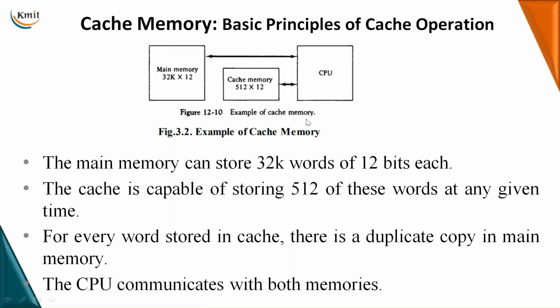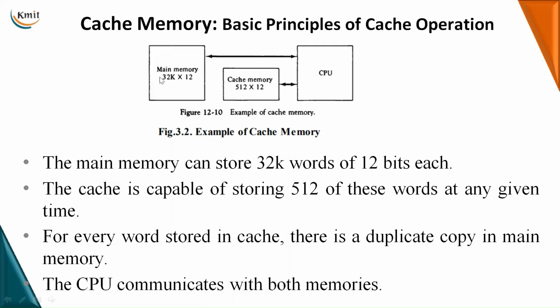So that it is easy for the CPU to access the particular data and instruction in a shorter time. If you look at the capacity of the main memory, it is capable of storing 32K words, where each word is 12 bits. Out of these 32K words of your main memory, only 512 words can be placed into your cache memory. That is why we say the cache memory is very small compared to the size of your main memory.